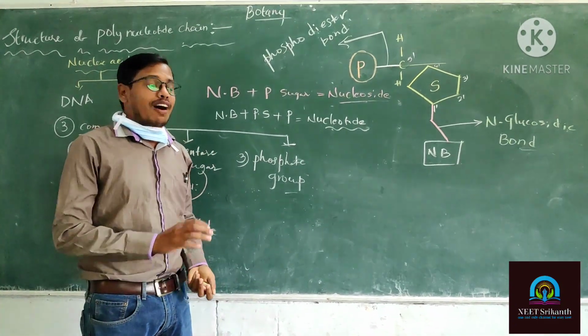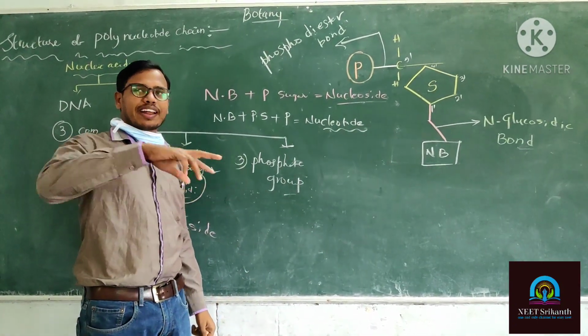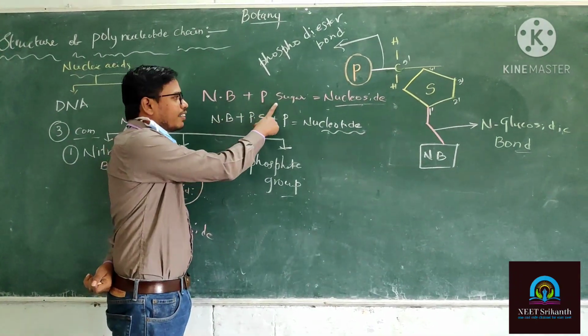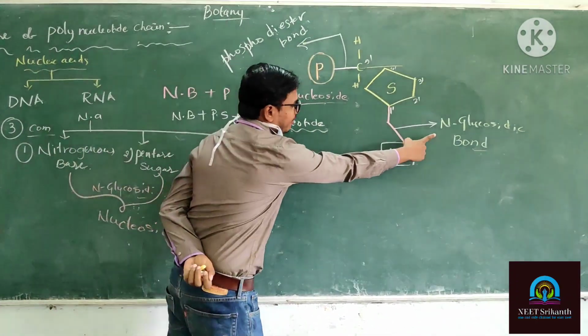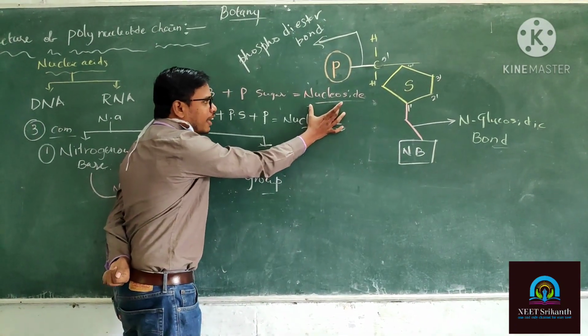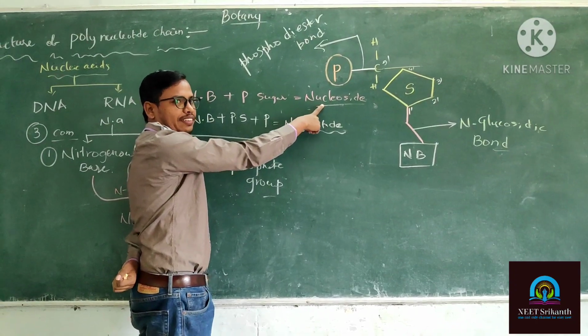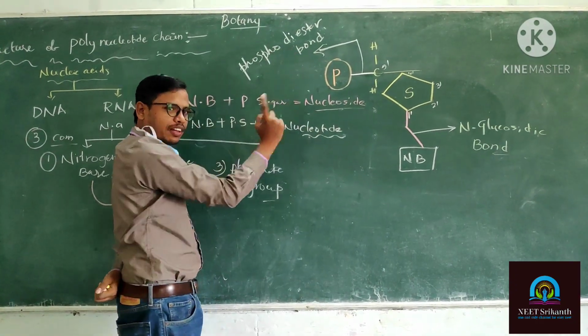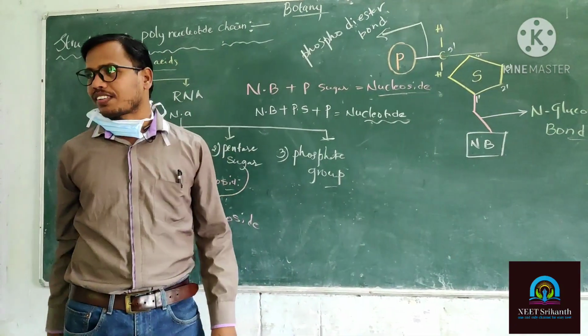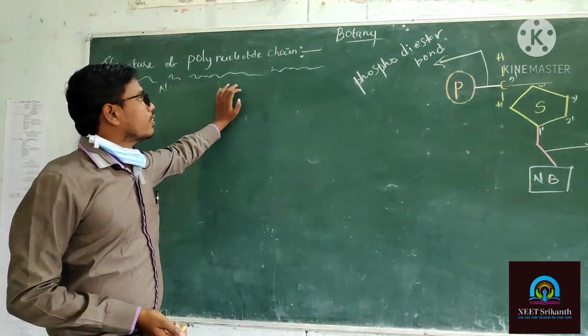Nucleotide. So what is the difference between the nucleoside and nucleotide? The nucleoside has a nitrogen base and sugar. The bond is called N-glycosidic bond. Now you can add the phosphate group to the nucleoside with the help of phosphodiester bond. Now that is converted into a nucleotide.